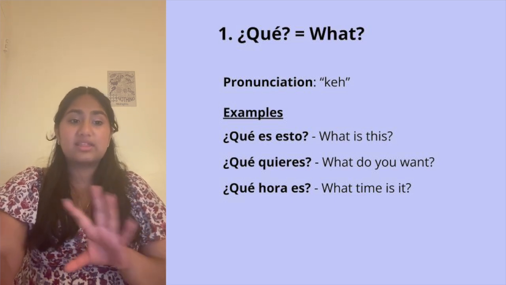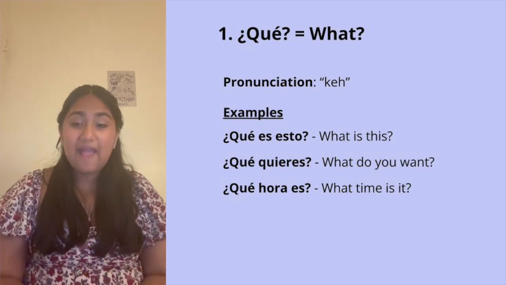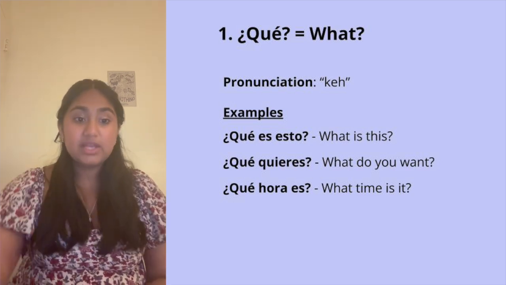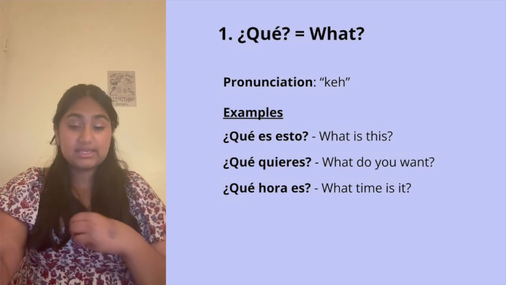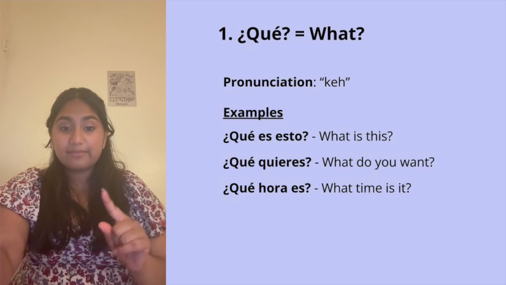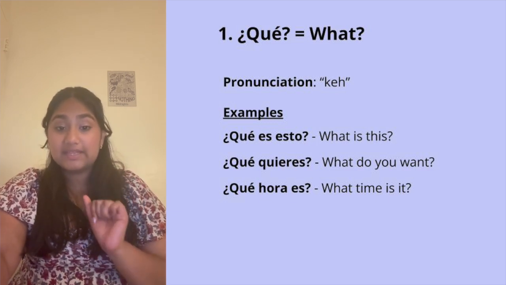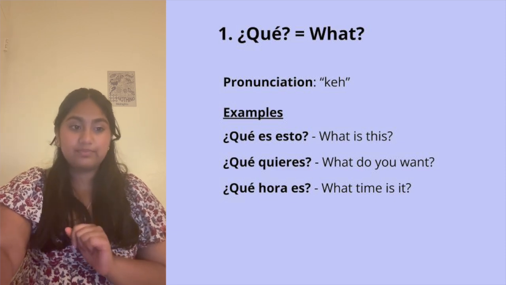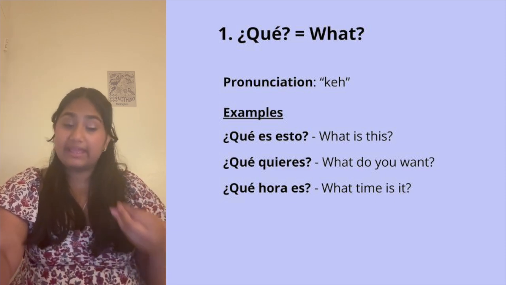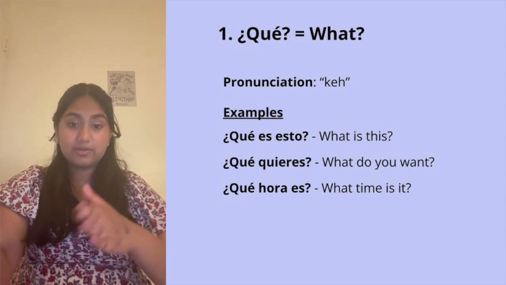So let's start with probably the most useful, most versatile question word in Spanish, and this is going to be qué. So qué means what, and you will use it constantly. Now keep in mind, there is a que that does not have an accent, and that is not a question word. But qué with an accent on the e is a question word. So the pronunciation, as I already said, is qué. It's really nice and short, so let's just practice. Repeat after me. Qué.